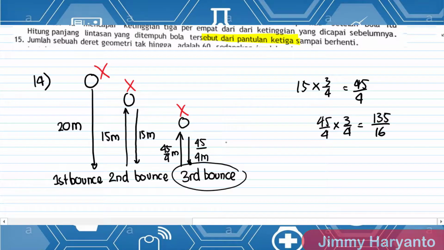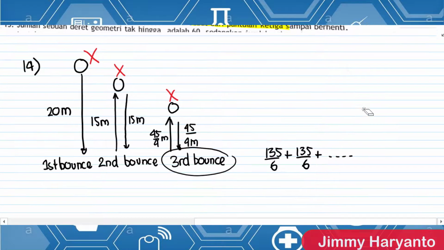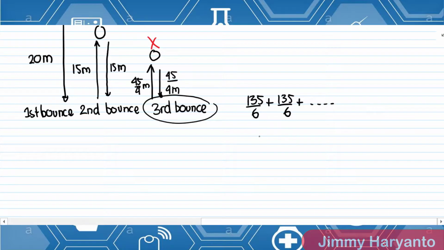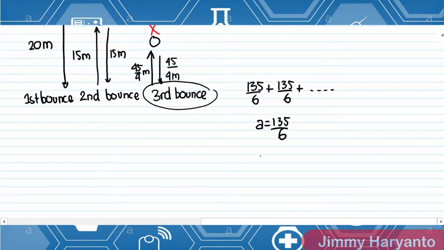So the next bounce will be 135 over 16, plus it going down 135 over 16 again, plus, and so on. And the ratio is 3 over 4, because every time it bounces it will reach 3 over 4 of the previous height. So I can tell that the A is 135 over 16. You cannot say the A is 20, you cannot say the A is 15, because we start from the third bounce till the end. So the ratio will be 3 over 4.